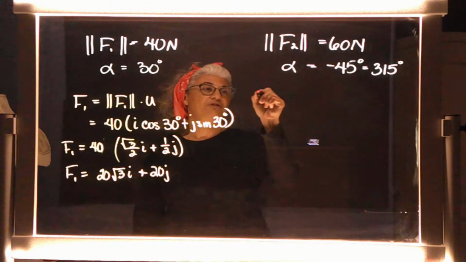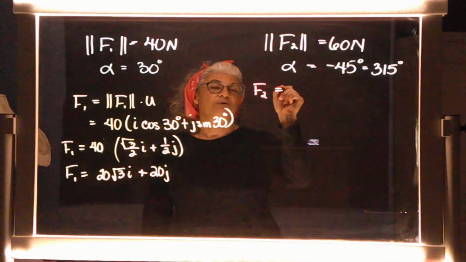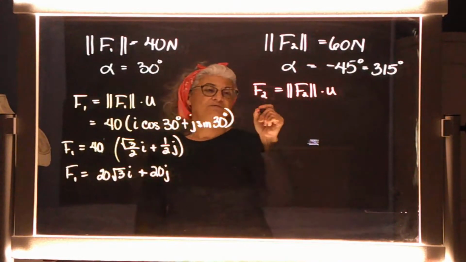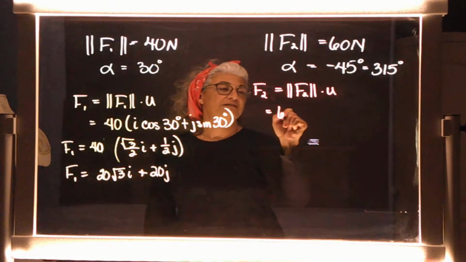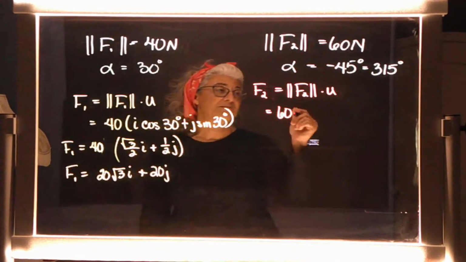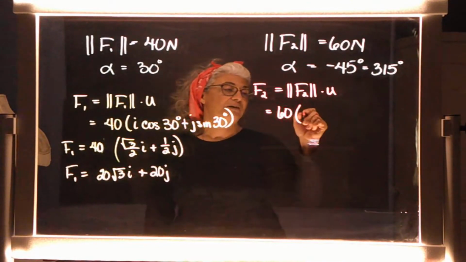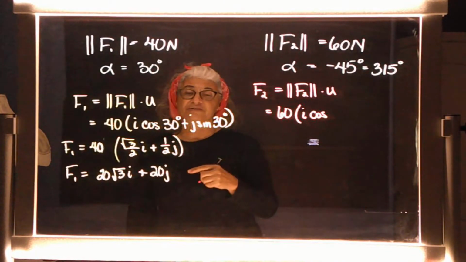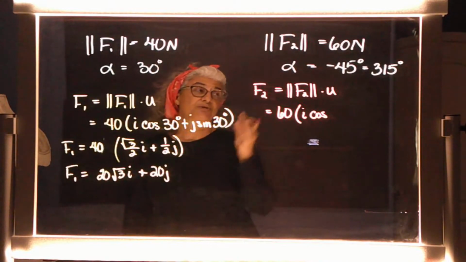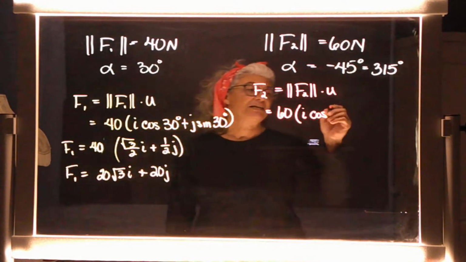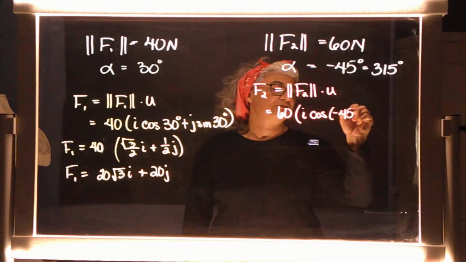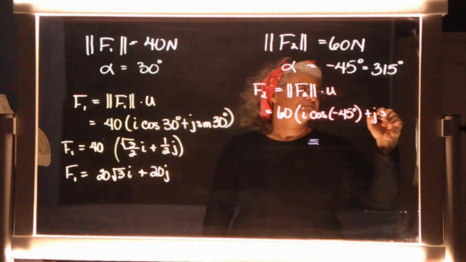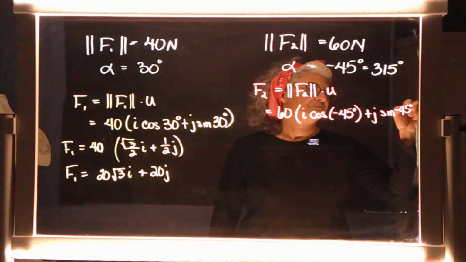And this one's for F2. So again, I need the magnitude of this vector multiplied by the unit vector. Well, the magnitude is 60 units because the force is taking the place of the magnitude, and I need the unit vector. So that's i cosine. Now you can put negative 45 degrees or you could put 315 degrees because they're actually in the same location. Either way. So I'm just going to write negative 45 degrees because that's what it actually gave us.